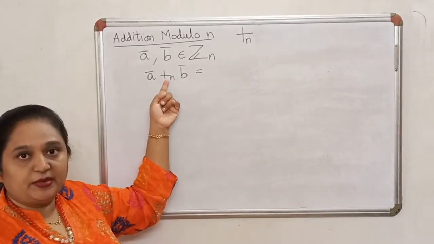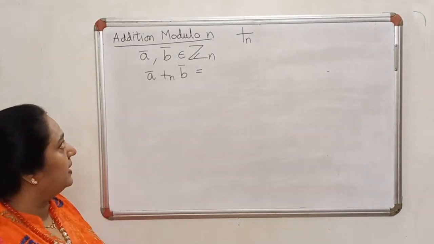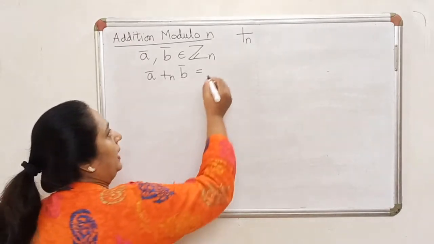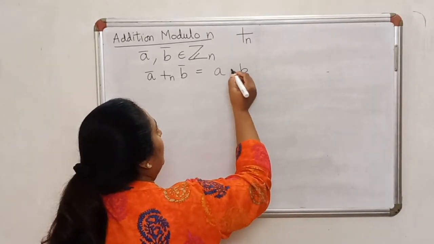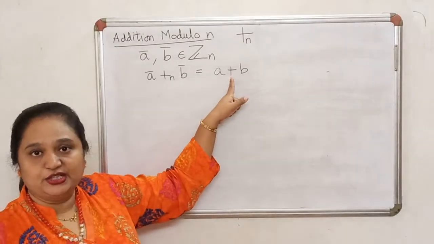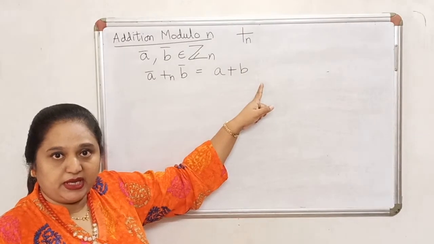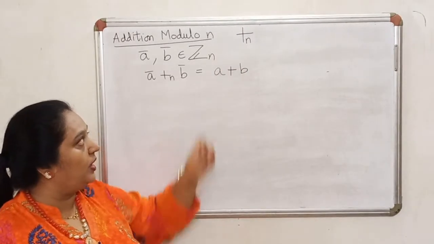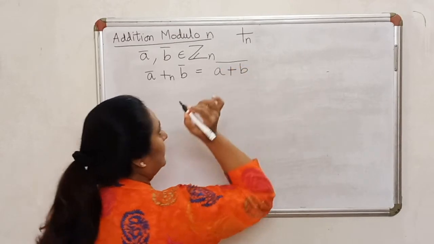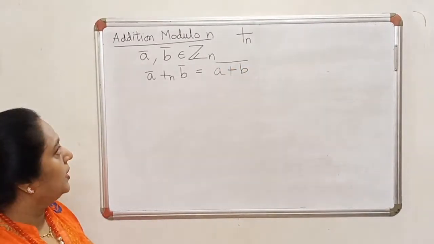This operation that I am defining is called addition modulo n, and it is defined as follows. Note that a and b are integers. So I look at a and b, I add them. This is the usual addition of integers. So I add the integers a and b by taking the usual operation of addition of integers, and then I take the equivalence class of this element.